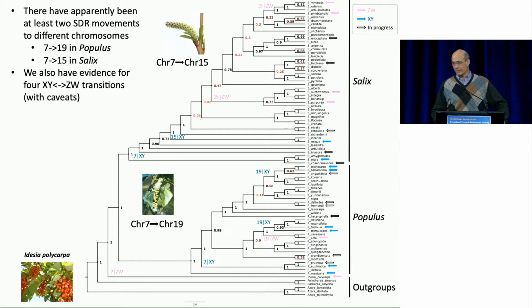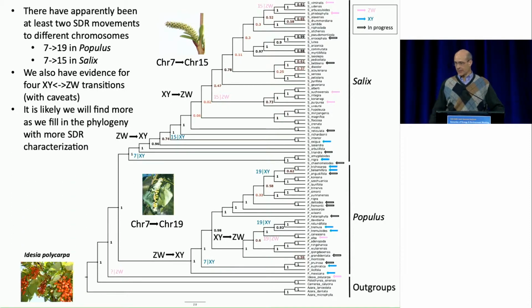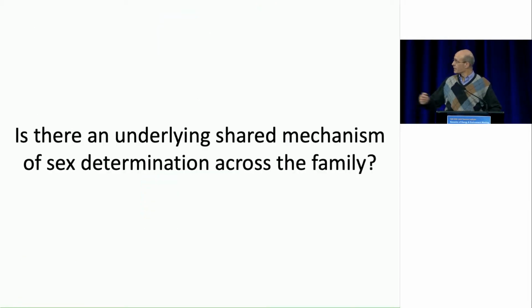And then also we've detected up to 4 XY to ZW transitions. At the base of each genus, it's an XY system. And then there's a ZW transition in the aspens. So Populus alba is clearly ZW. And then in Salix, there was a transition pretty early in the phylogeny to a ZW, and all of the species we looked at so far up here have been ZW. So it looks like this is a highly dynamic system, and I expect that picture is going to get more complicated as we add more species and refine some of these associations.